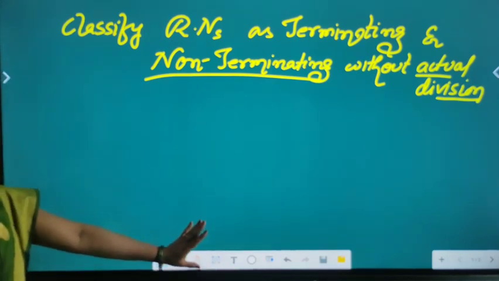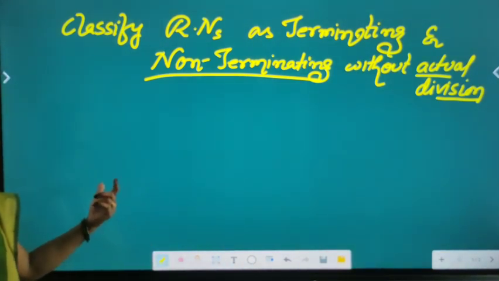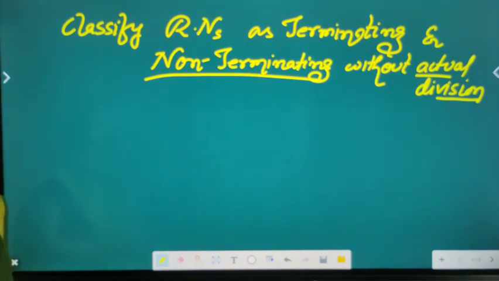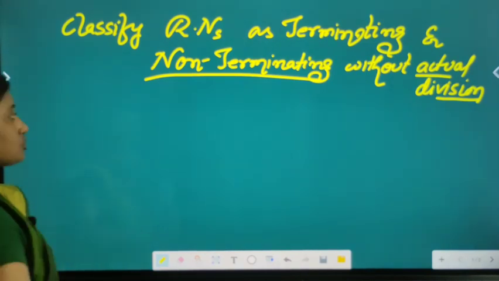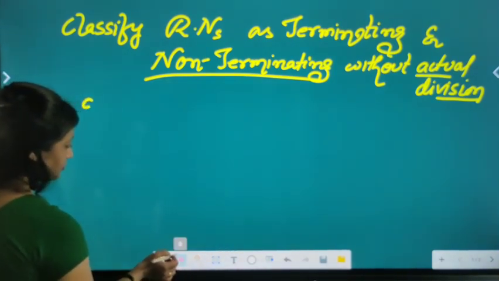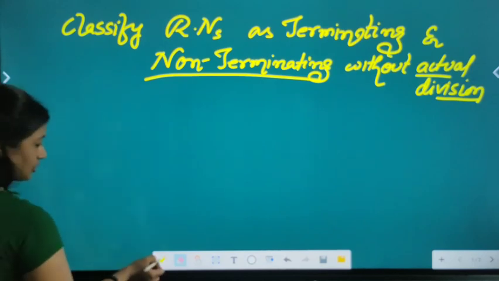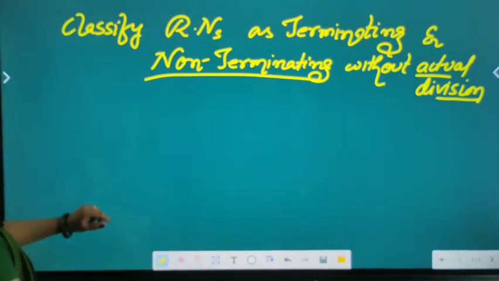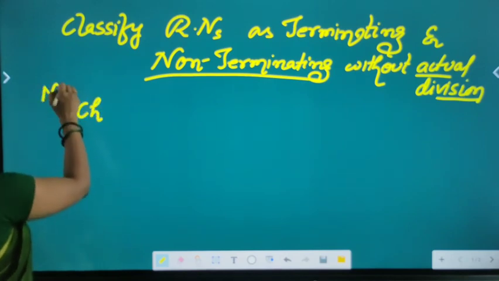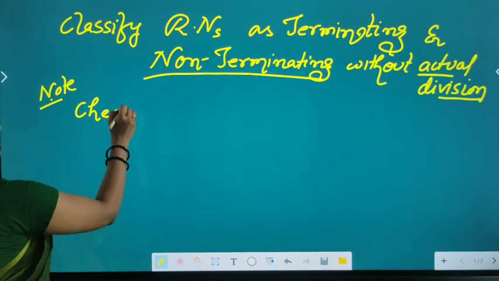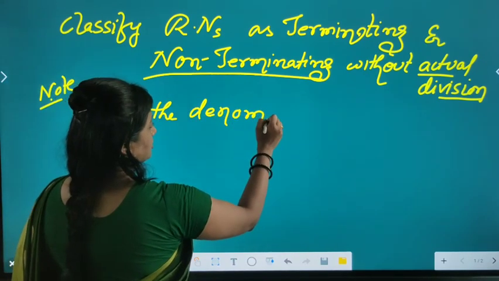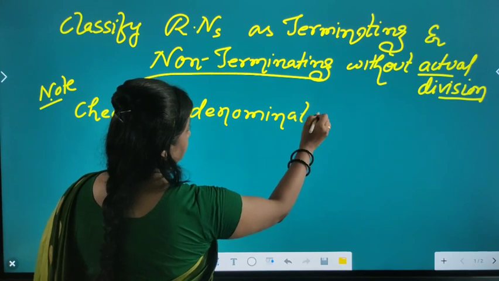Just by looking at the rational number, you have to say whether it is terminating or non-terminating. So just look here. Let me give you a statement first, it will be good for you. Just write in a note: check the denominator. You have to check the denominator.